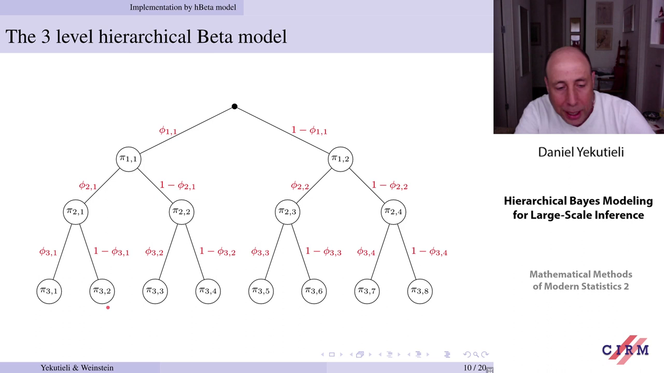And how do you compute the pi? The value of the pi here is the product of the phis that connect this to the root. So with these random subinterval allocations, we actually end up with a random generative model for a random stepwise distribution function. Okay, so this is our main tool. How do we use it?